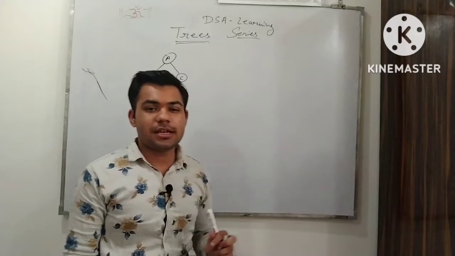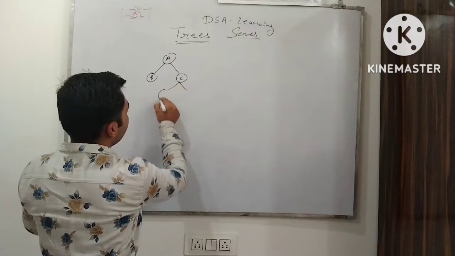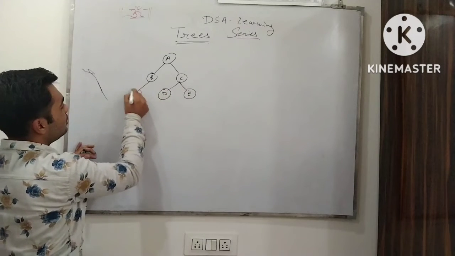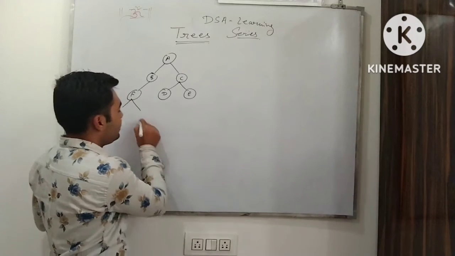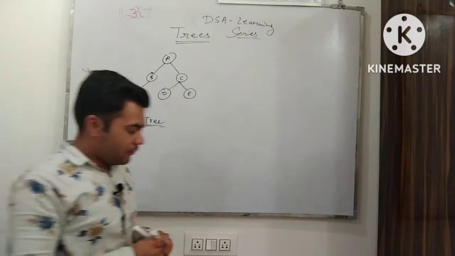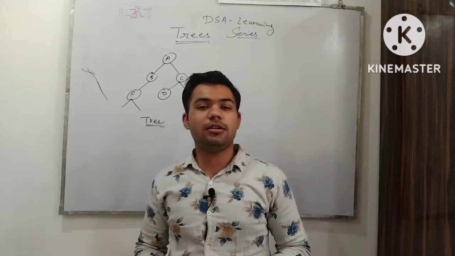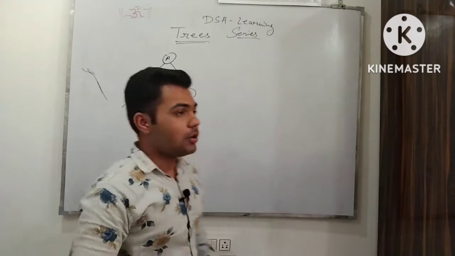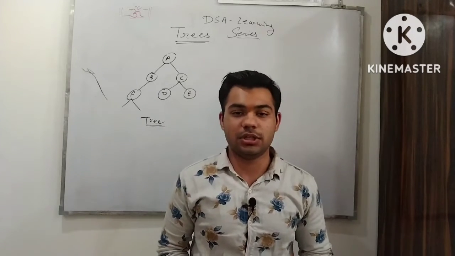This is the simplest example of a tree. If I would like to draw further, I can do the same with D, E and F, and keep going on. This is called a tree. When we are going to study trees, it is very important to first discuss some of its terminologies. There are some terminologies which we have to study.